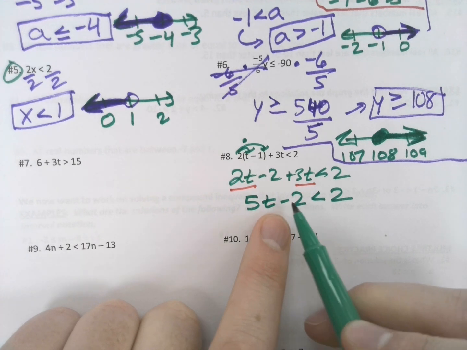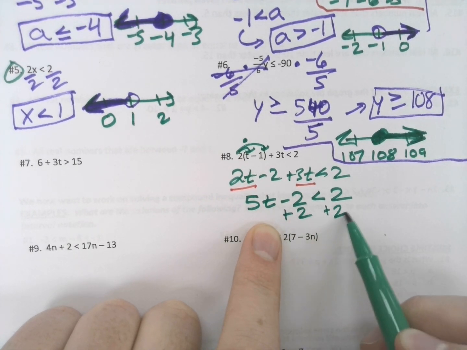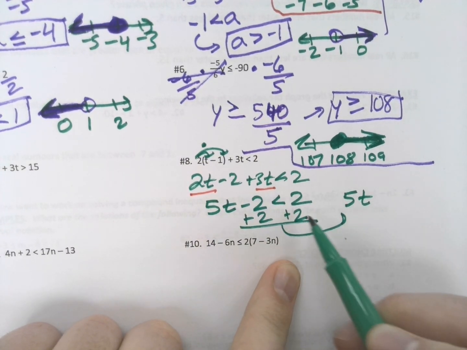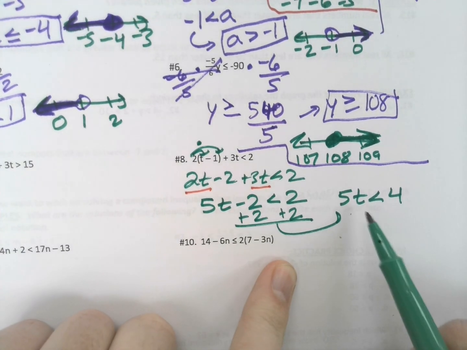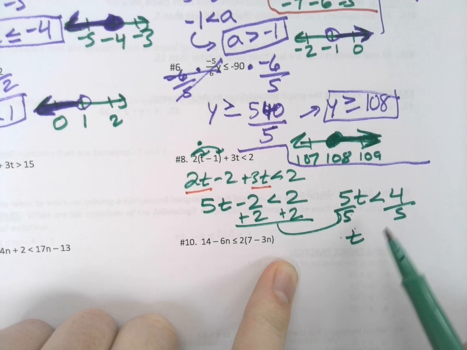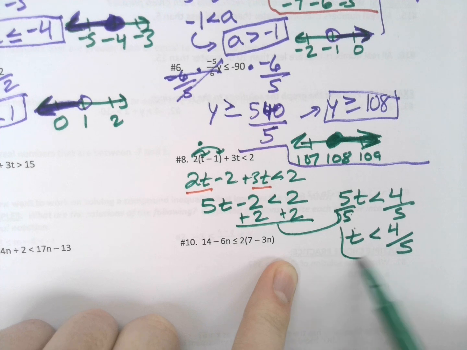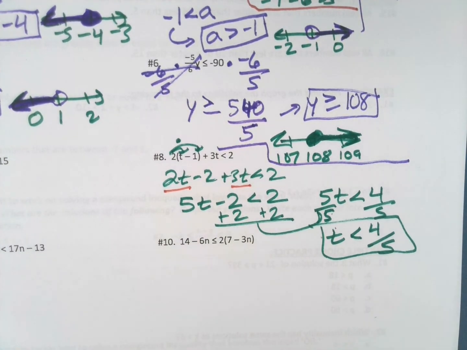Step 1, we're going to move everything away from our variable, including a number that's just chilling by itself. Let's add 2 over. So we got 5t is less than 2 plus 2, gives you 4. Then divide by 5, and are we going to get a fraction here? Yes, we are. And that is A-OK. We get 4 over 5.